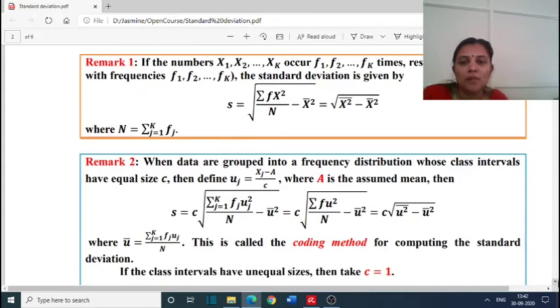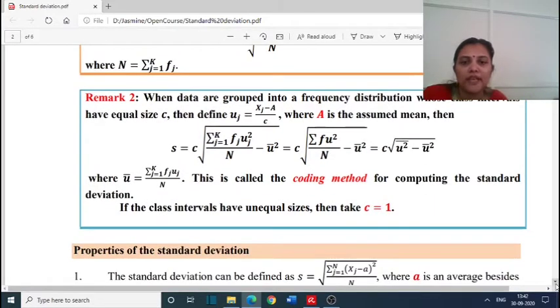Now remark 1. If the numbers x1, x2, ..., xk occur f1, f2, ..., fk times respectively, that is, occur with frequencies f1, f2, ..., fk, the standard deviation is given by s is equal to the square root of sigma f x square by n minus x bar square, which is equal to the square root of x square whole bar minus x bar square, where n equal to sigma j equal to 1 to k fj.